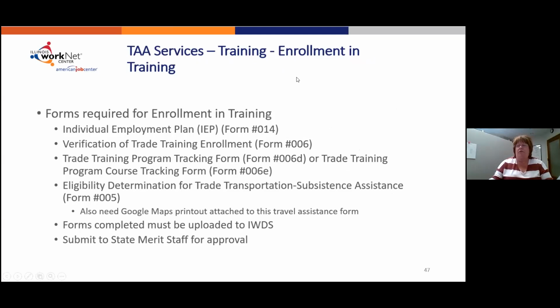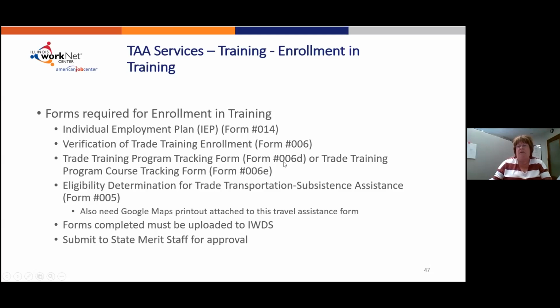So for enrollment in training, if someone is getting enrolled in training, the forms you would need are your IEP and the verification of trade training enrollment, signed by the training institution, the participant, and the career planner. The latest signature on that form must be within that 30-day period of enrollment and training when you're requesting the enrollment and training approval.